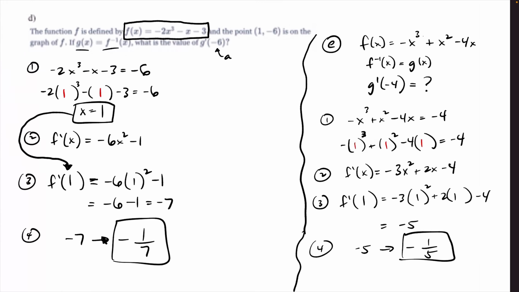So step one, set it equal to -4, that's 1. So when you plug in 1, 1 cubed is 1, times -1 is -1, plus 1 is 0, minus 4 is -4. Find the derivative, plug in 1 to that derivative, flip it, you're good.